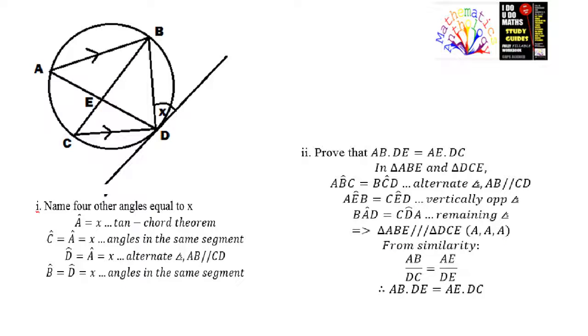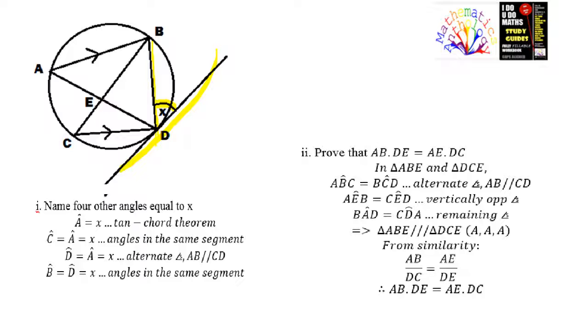Let's look at another one. Name 4 other angles equal to x. We can see x here. x is in between this tangent and this chord BD. So in between a tangent and chord, that would lead us to the tan chord theorem. So with the tan chord theorem, we need to find 4 other angles equal to x. So let's look at tan chord.